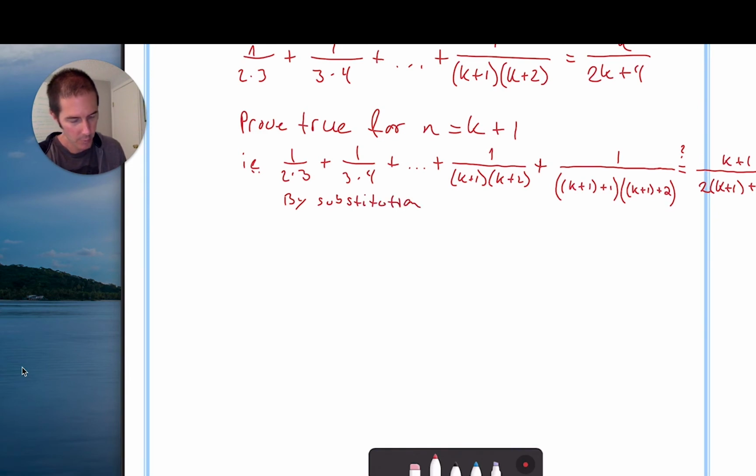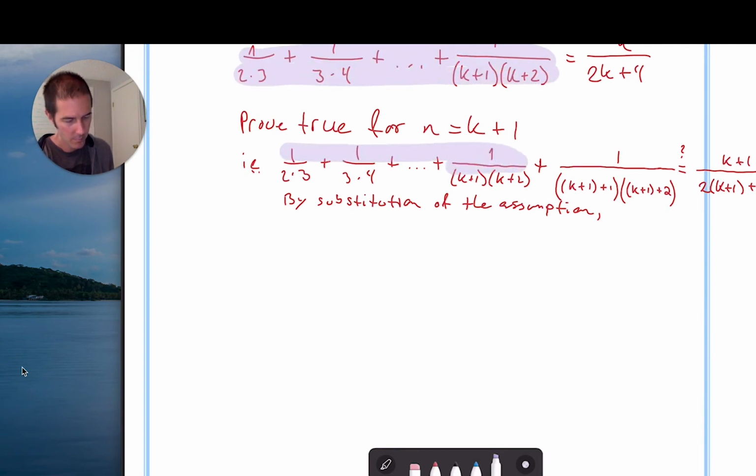By substitution of the assumption, I can write this. Those are identical. And the one that I wrote at the top of the screen is equal to this stuff. So that's what I'm going to substitute in place of those k terms, just like we did in the previous problem, actually.